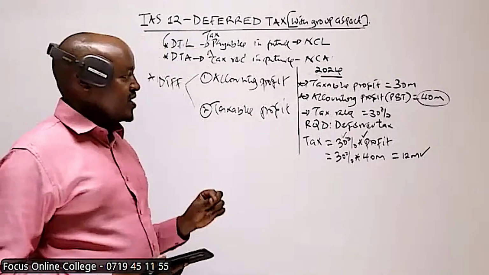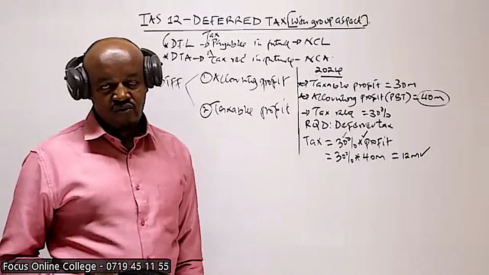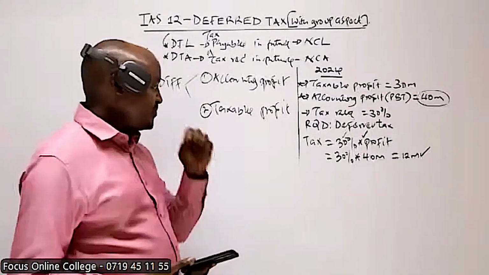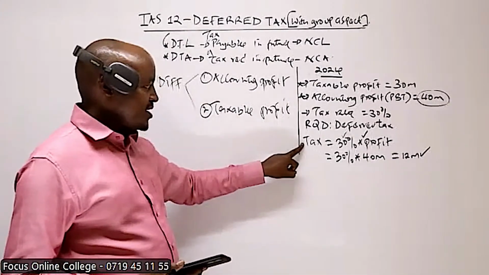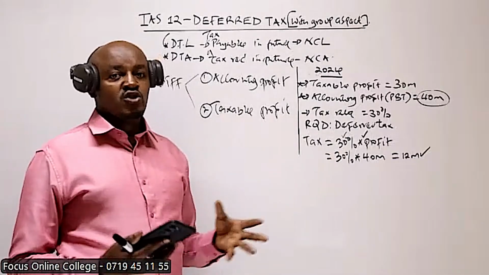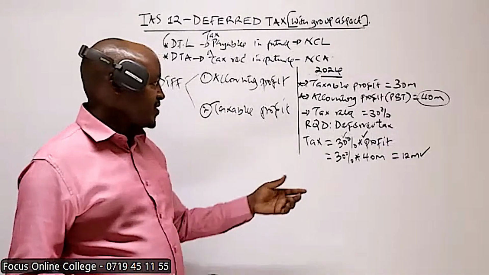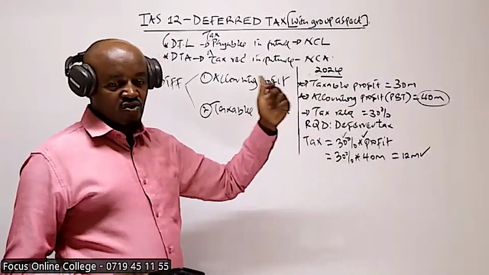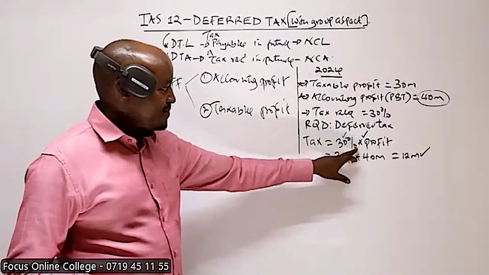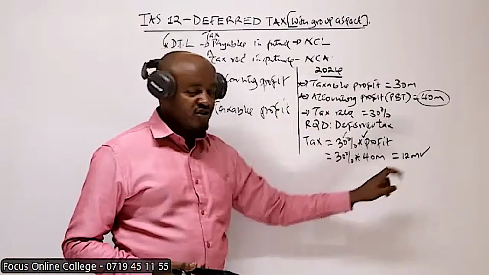Now, for us to be able to compute the deferred tax, the first thing we need to do is to determine the tax which was supposed to be paid during the current year. The tax which was supposed to be paid by our company should be 30% of its profit. And when we talk about profit generally, we are referring to the accounting profit. The accounting profit in this case is how much? 40 million. So the tax which was supposed to be paid will be 30% of 40 million. That will give us 12 million.